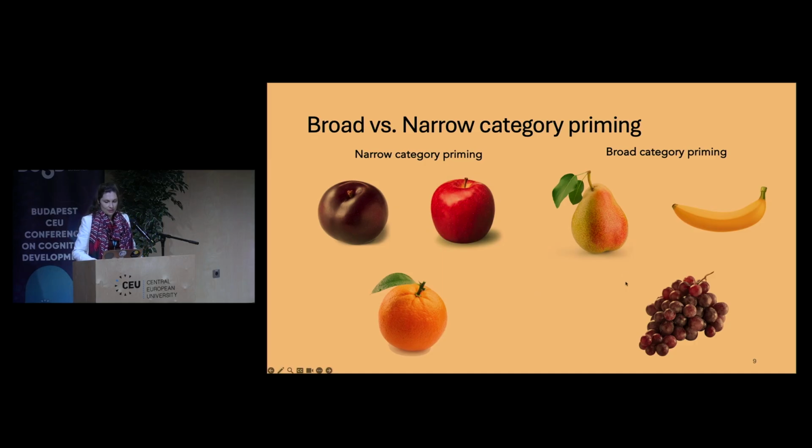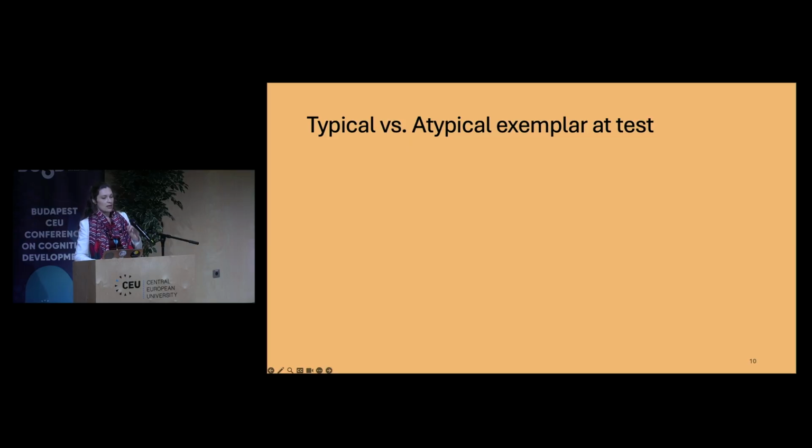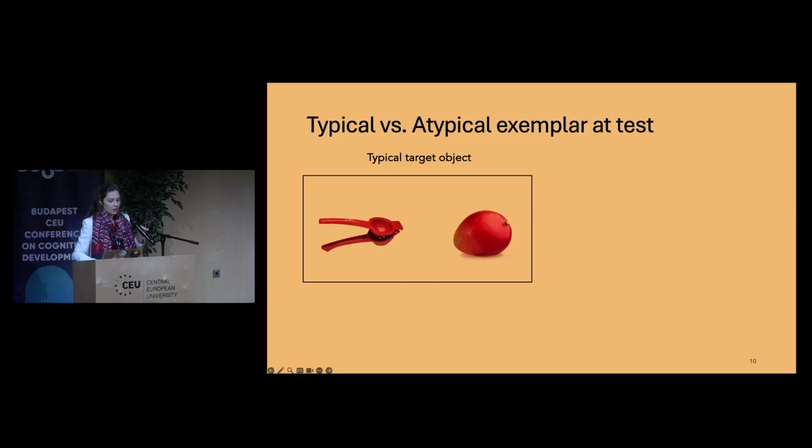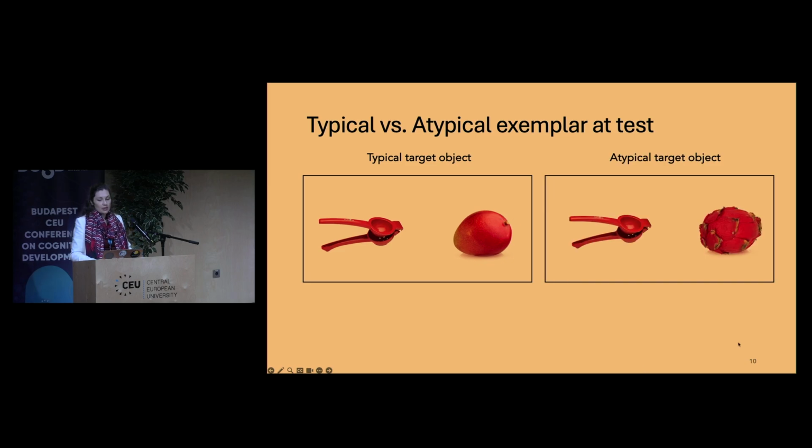Okay, finally, this is the manipulation of the exemplar. So when our target object was typical, it meant that it shared the perceptual properties that we emphasized during priming, especially in the narrow priming condition. So this is a mango. It's roundish, it's kind of smooth, it's red and yellow, it has this little stem. And then atypical, it's again a pitaya fruit, but not a yellow one, but the red one. So it's a little less typical. And again, this is just one example.